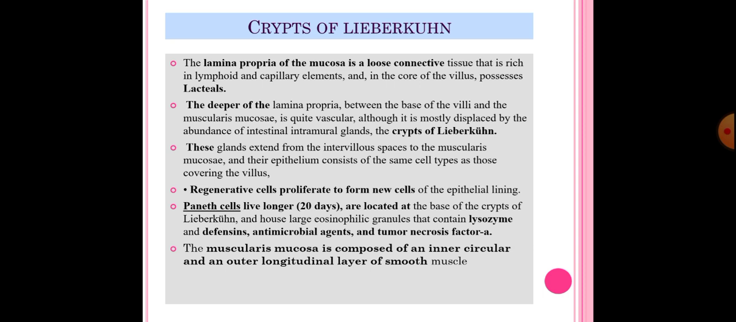There are the Paneth cells. These Paneth cells are important because they secrete lysozymes, defensins, antimicrobial agents and tumor necrosis factors. The lysozymes will kill the bacteria which enter your body along with the food. So to kill those bacteria, there are the lysozymes secreted by the Paneth cells. Then after that, there is a layer of muscularis mucosa, which is composed of inner circular and outer longitudinal muscles.